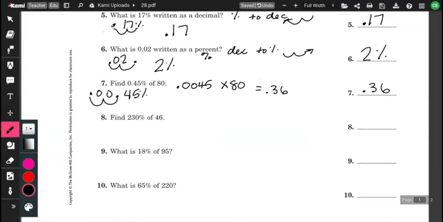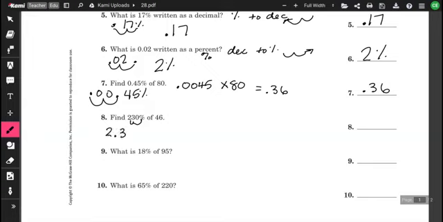All right. So now we have find 230 percent of 46. So what we're going to do is make 230% into a decimal. I'm going to move it twice, so our decimal would be 2.3. Then I'm going to multiply that by 46, which then we will get our answer of 105.8.